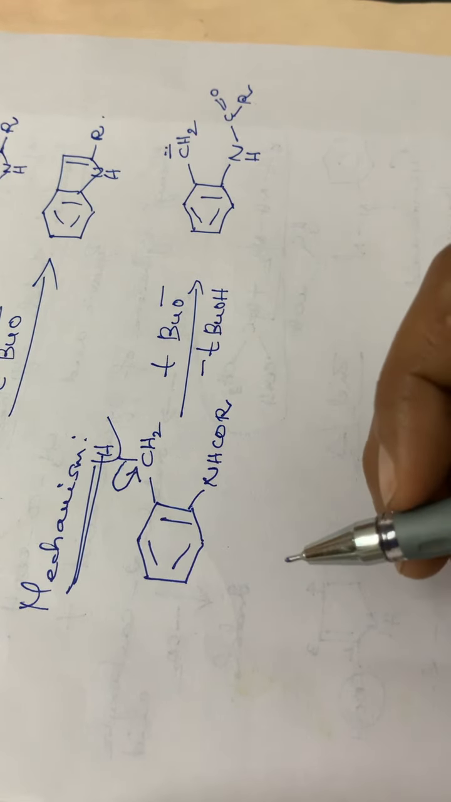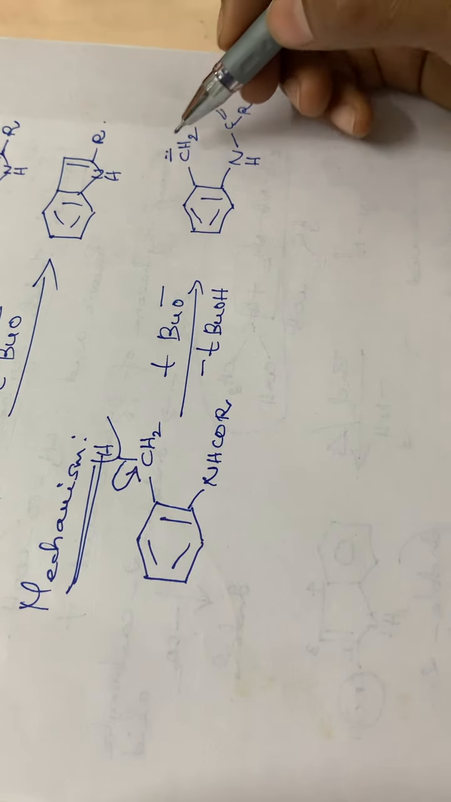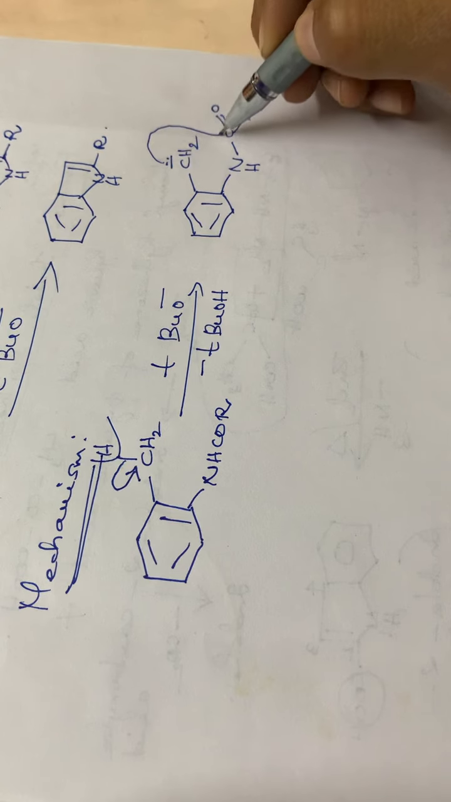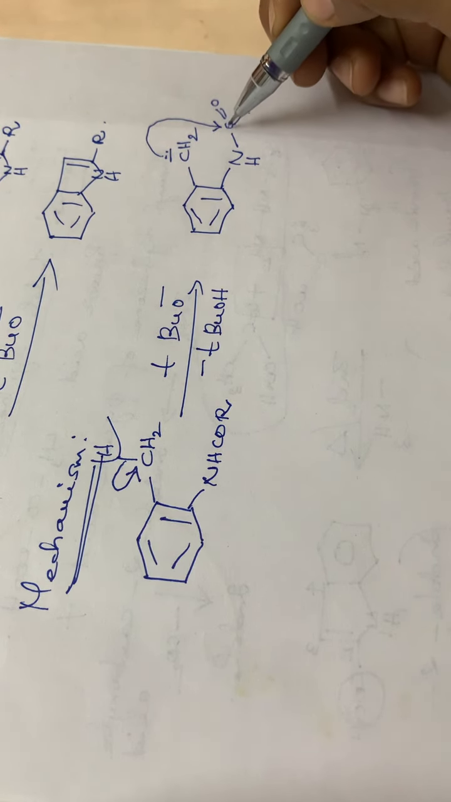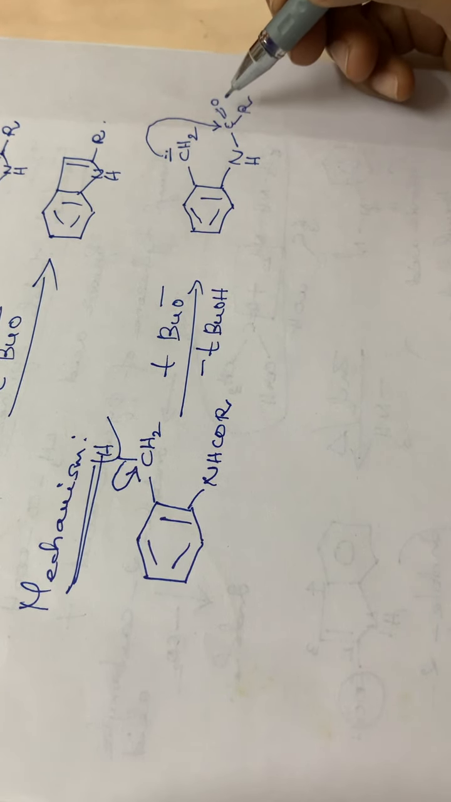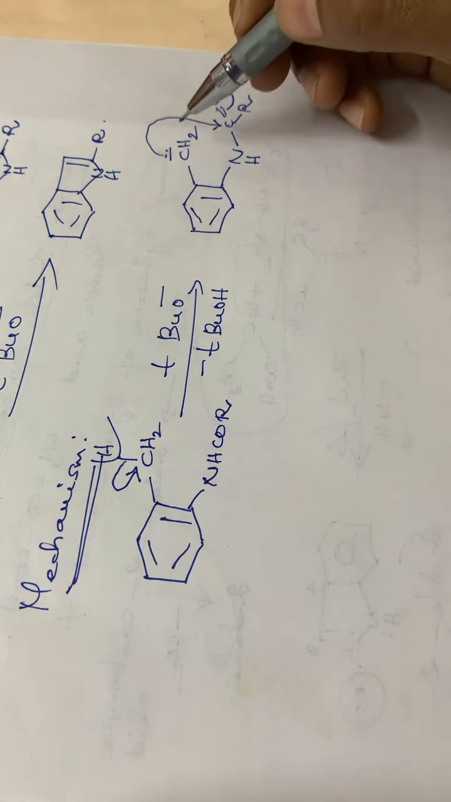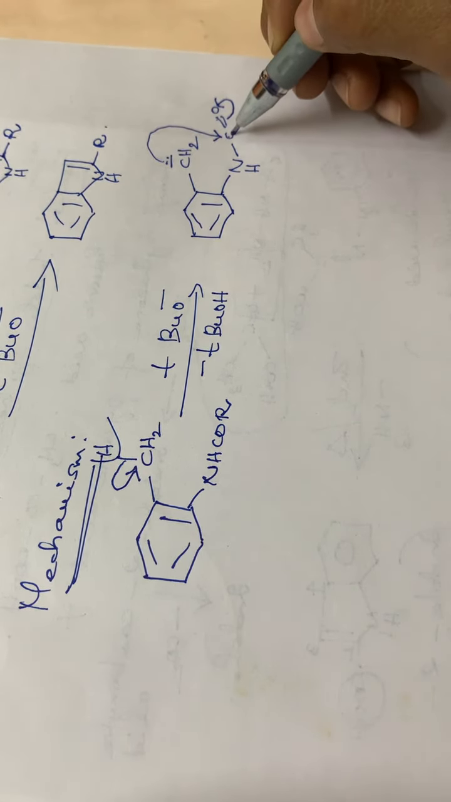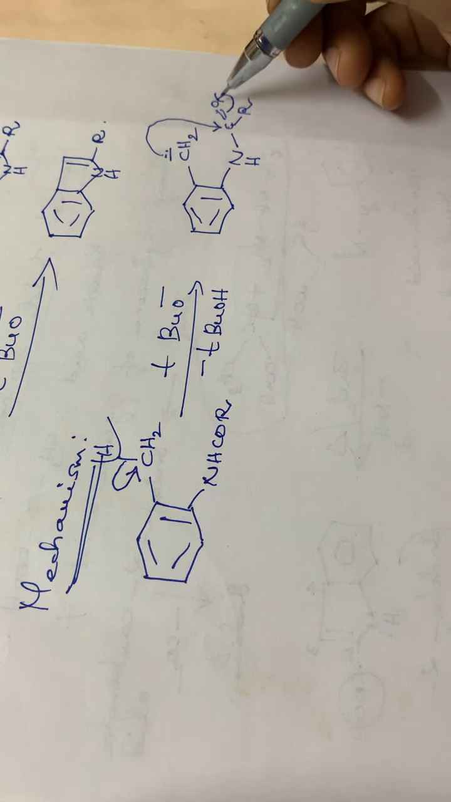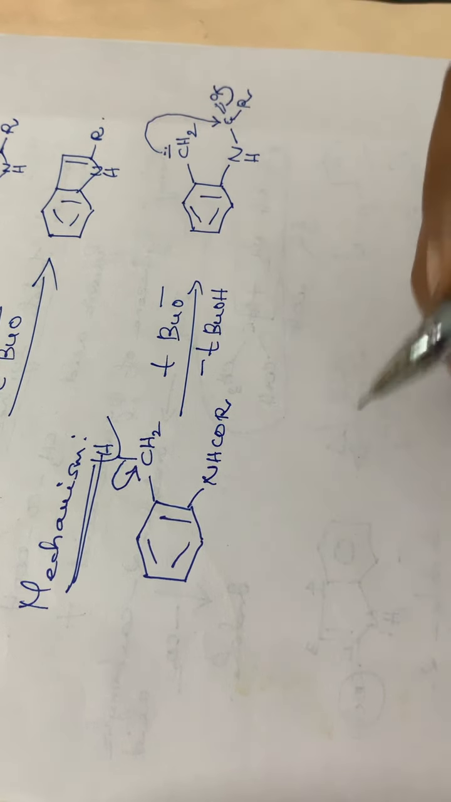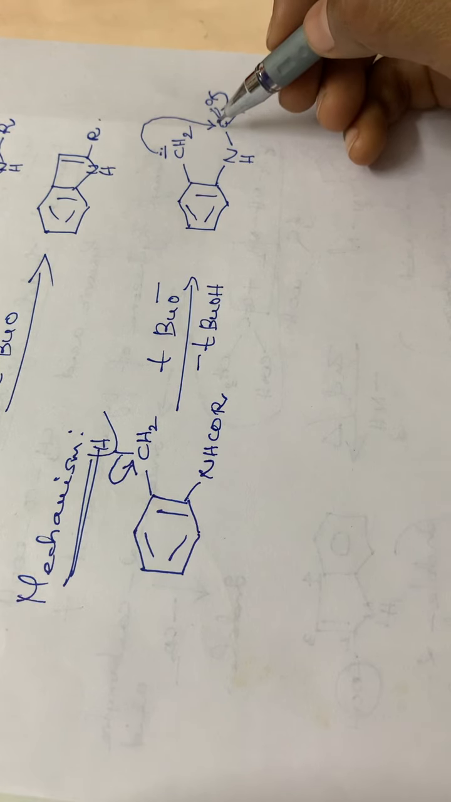Then in the next step, this electron pair, this negative charge, will be moving to this carbon atom. So what happens? The negative charge attacks this carbon, and the double bond shifts to this oxygen atom. So a bond is formed between these two carbon atoms.